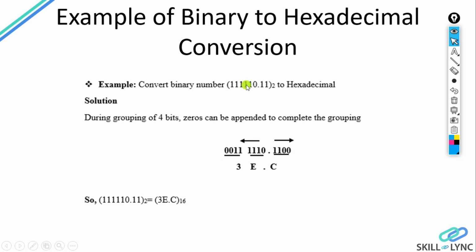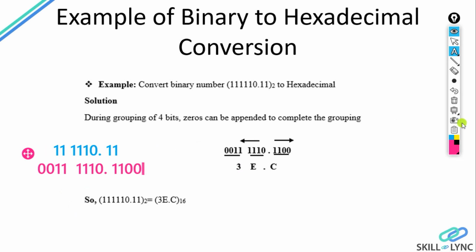Total bits are 1, 2, 3, 4, 5, 6. So it is 111110.11. But I want grouping of 4 bits, so I will append 2 zeros on my side. The integer part is already 4 and then only 2, and in the fraction it is 1, 1, so put 2 zeros. Now the next thing is you have to write the decimal equivalent of each group.